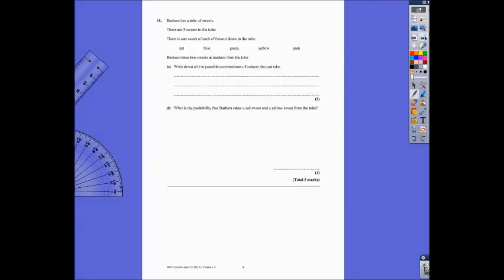Question 11. Barbara has a tube of sweets. There are 5 sweets in the tube. There is 1 sweet of each of these colours in the tube. Barbara takes 2 sweets at random from the tube. Write down all the possible combinations.